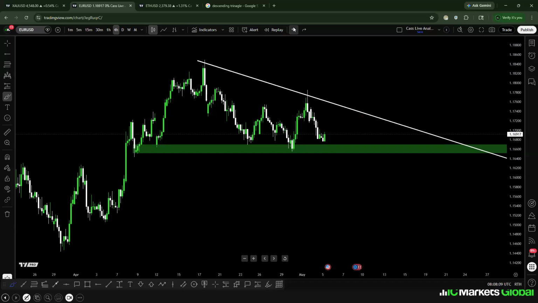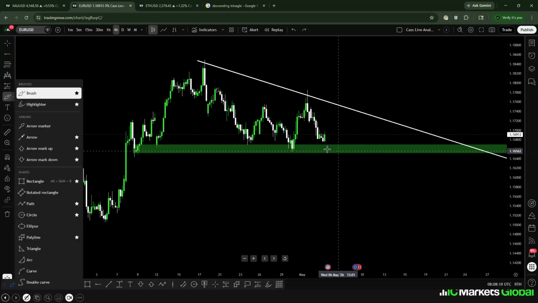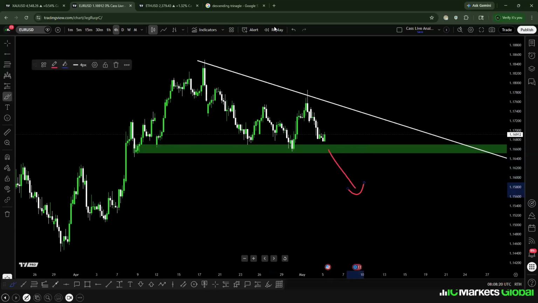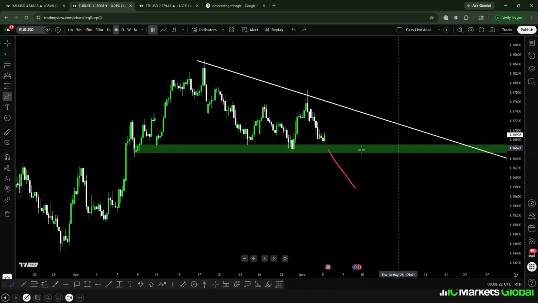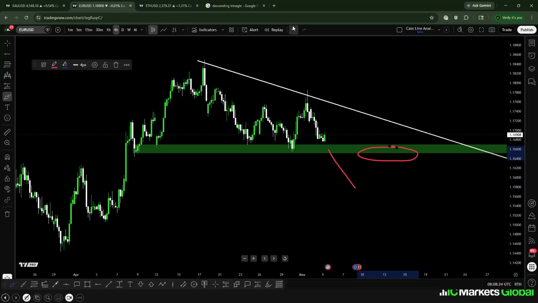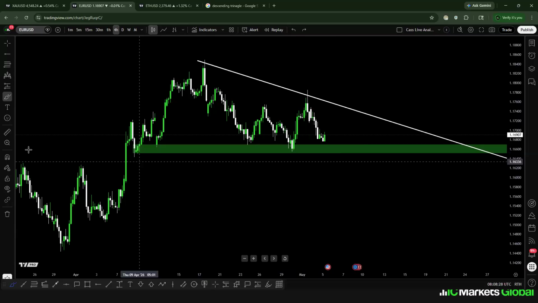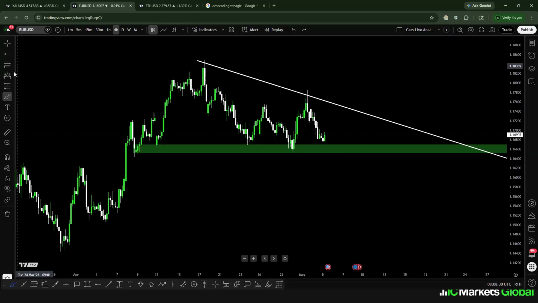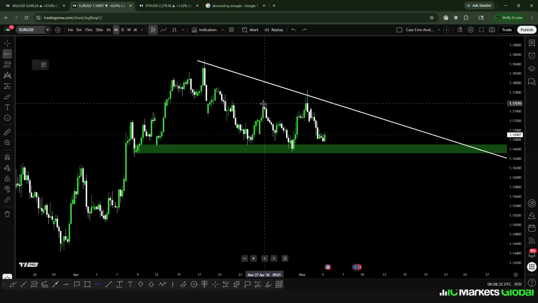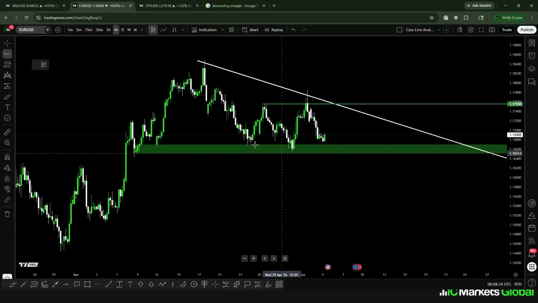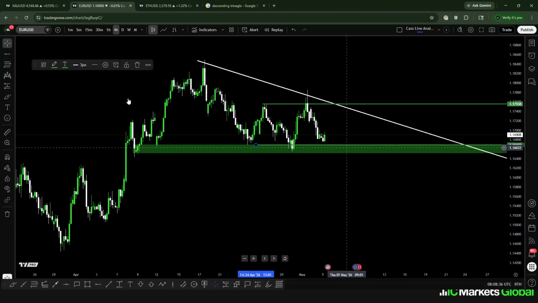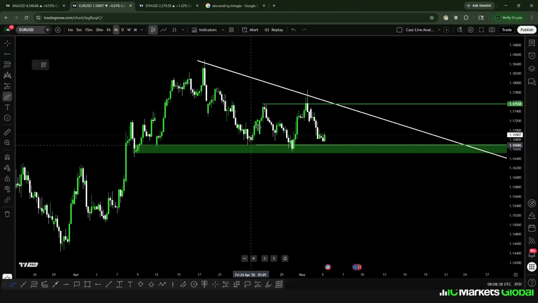My directional bias is a sell, so I'm not confused about the direction. I just don't think it's going to break out yet. I think eventually price will break this green zone. I just don't think it's going to happen this week. I think what's going to happen, especially in this small little part here, is that price is just going sideways.